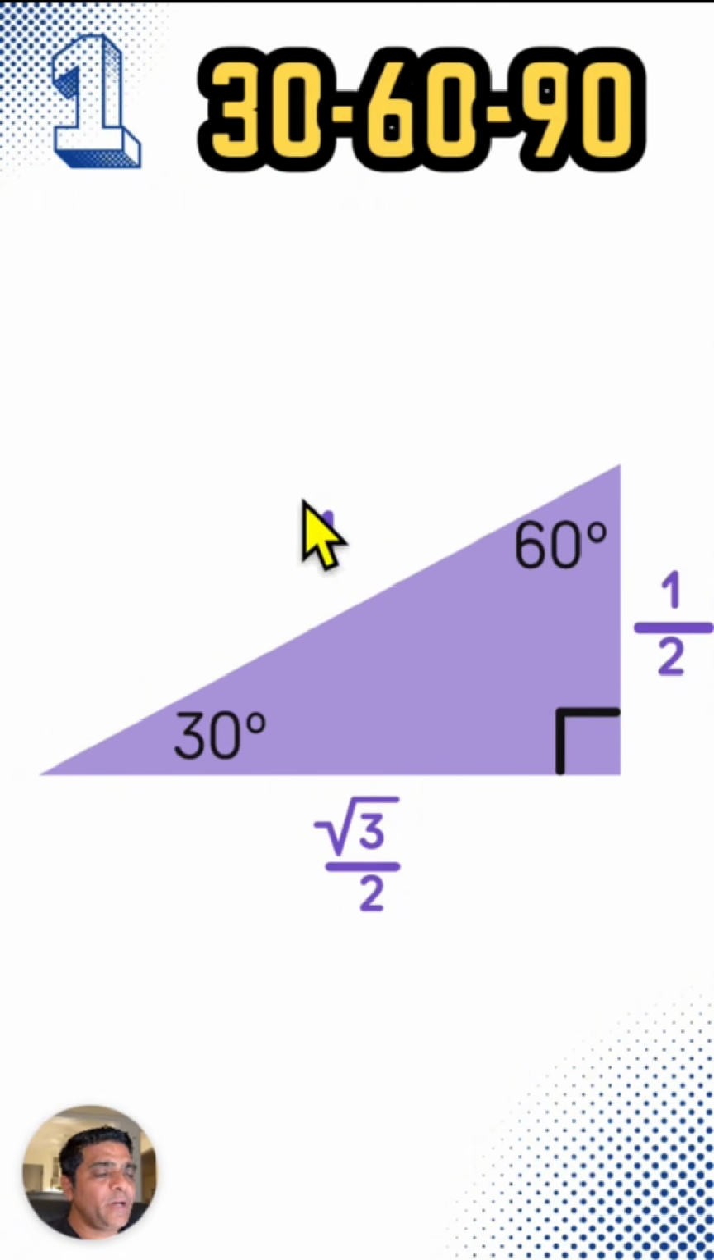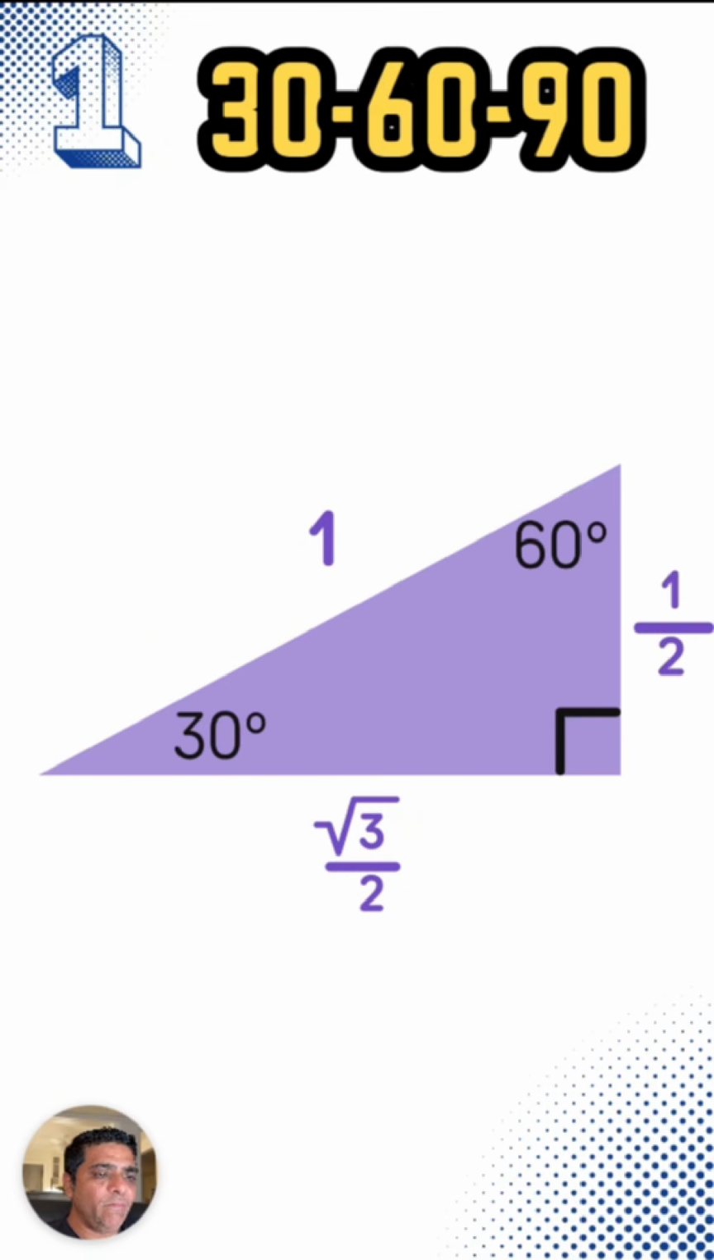Okay, so if you start with the hypotenuse, that's 1, then the smallest side is 1 by 2, is half of that. And then the other side is going to be root 3 by 2 times the hypotenuse. Okay, so it's root 3 by 2 is the measure of the other side.